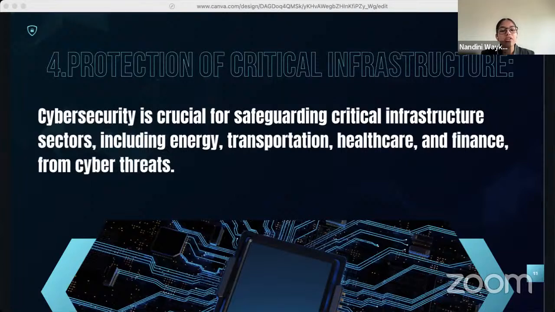Next we have protection of critical infrastructure. Cybersecurity is very crucial for safeguarding critical infrastructure sectors, including the energy sector, transportation, healthcare, and finance, from cyber attacks. One cyber attack on critical infrastructure could have far-reaching consequences, which include disruption of essential services, economic damage, and potential threats to public safety and even national security.